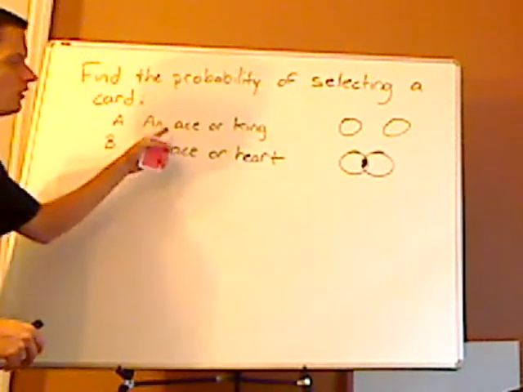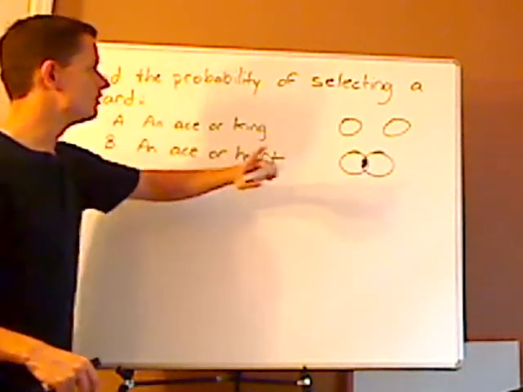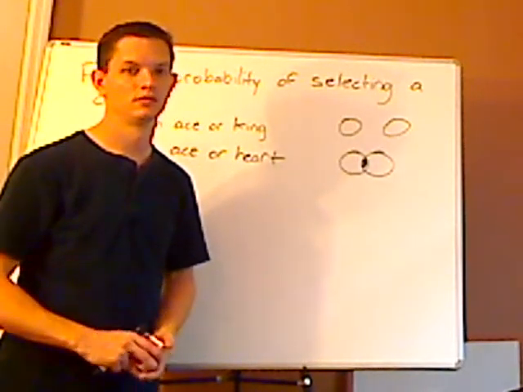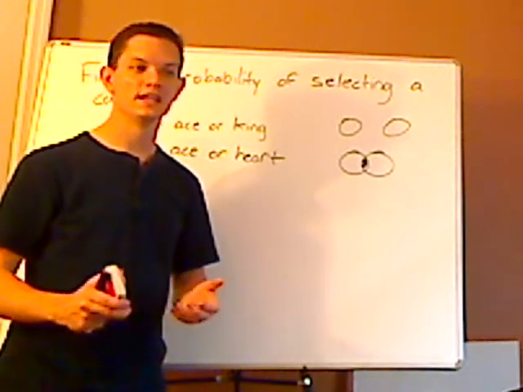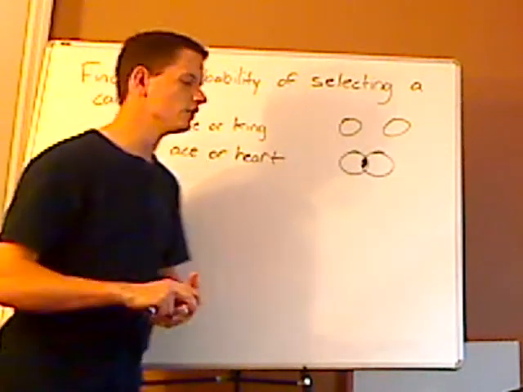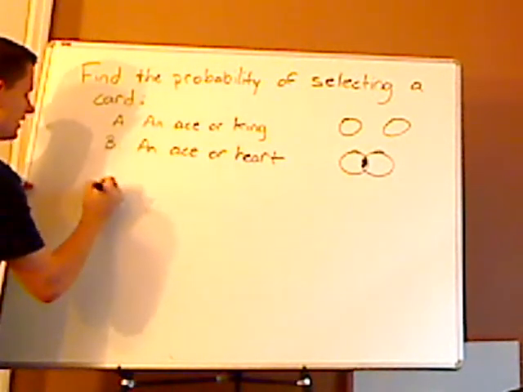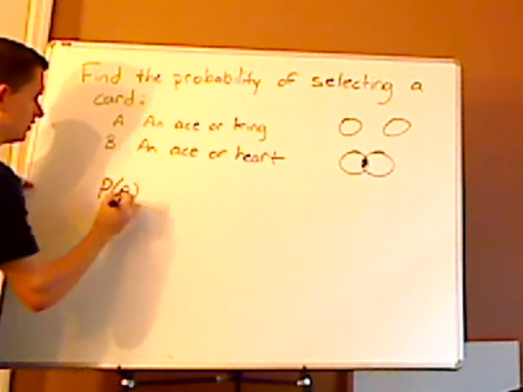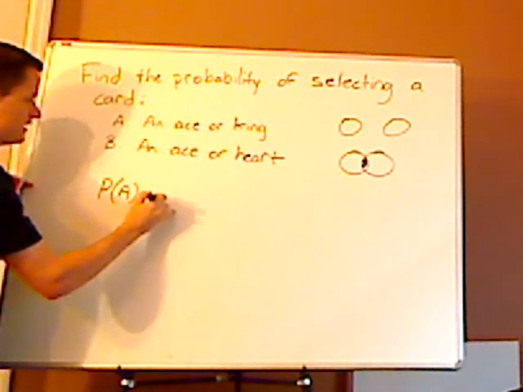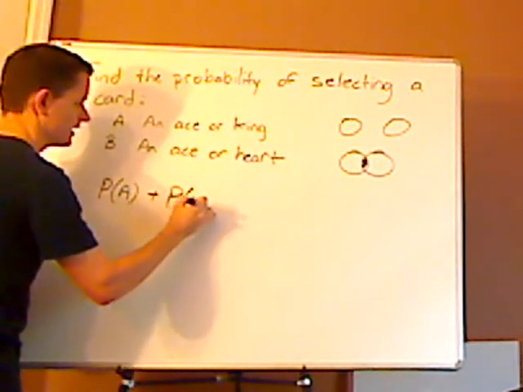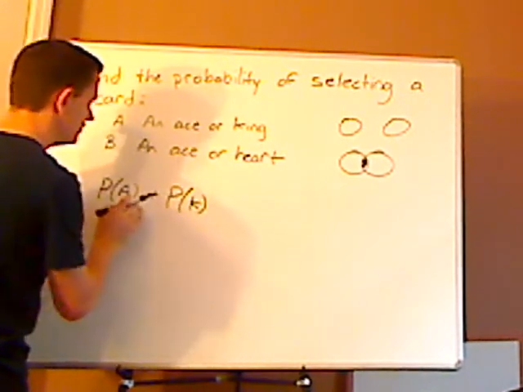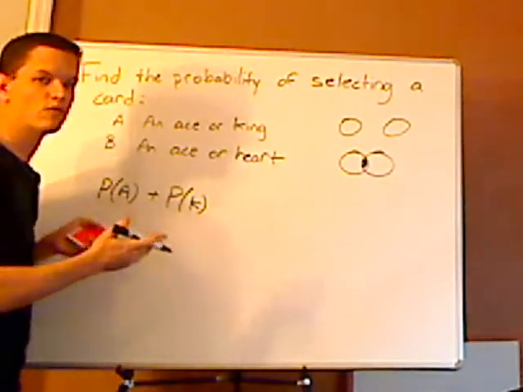So here, with an ace or a king, is it mutually exclusive or not? You can't select an ace-king at the same time, so they are mutually exclusive. With that in mind, P of A is the probability of selecting an ace, plus the probability of selecting a king. Then you add the two probabilities together because it's an OR situation.